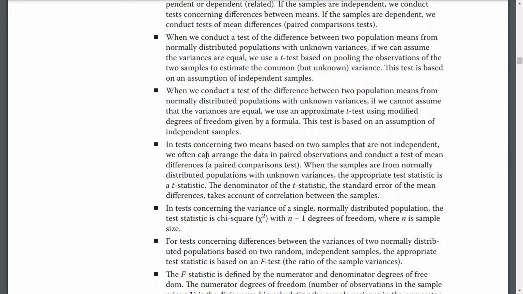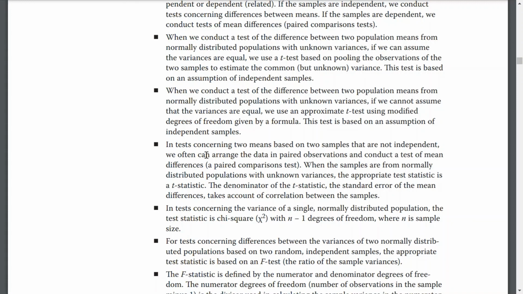When we conduct a test of the difference between two population means from normally distributed populations with unknown variances, if we cannot assume that the variances are equal, we use an approximate t-test using modified degrees of freedom given by a formula. This test is based on an assumption of independent samples.